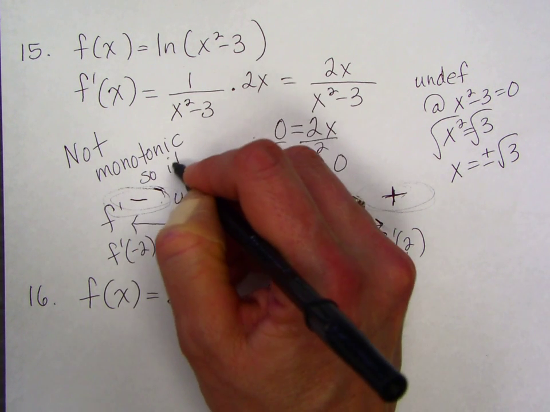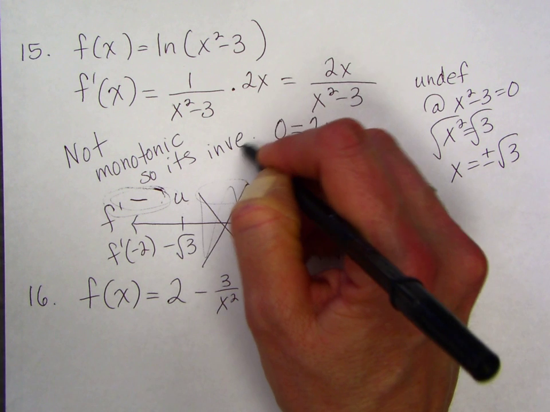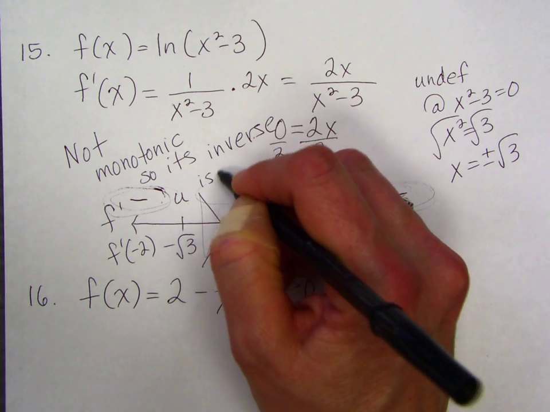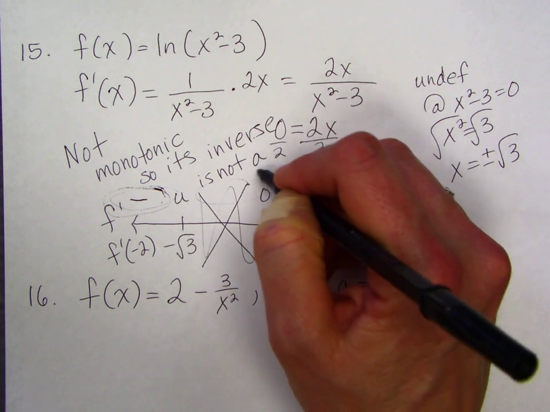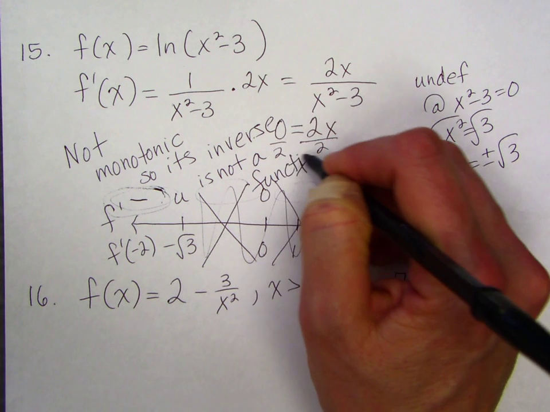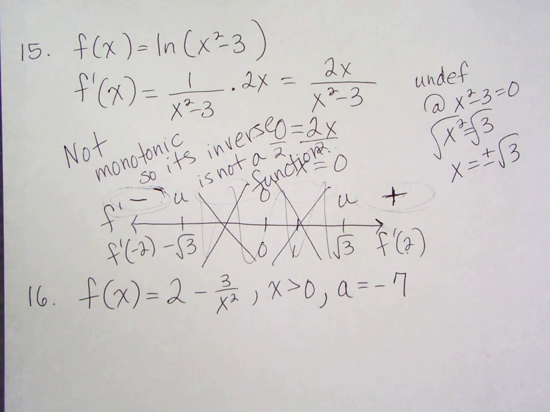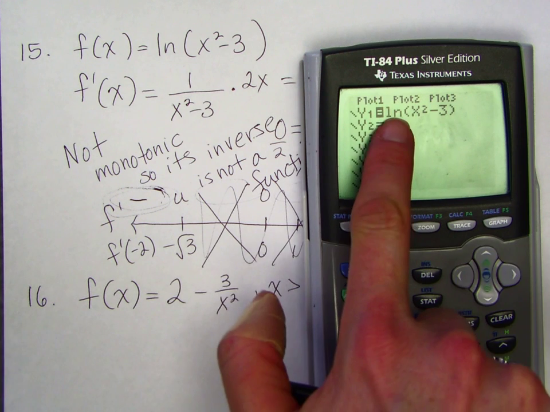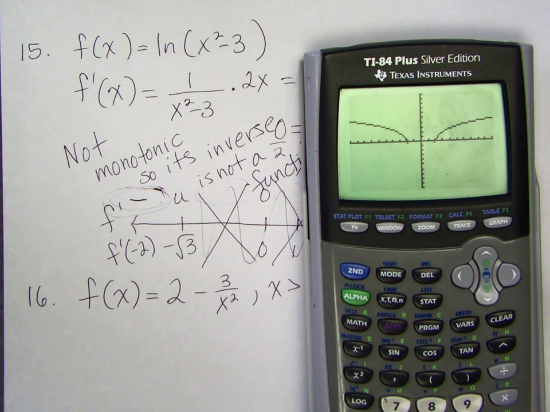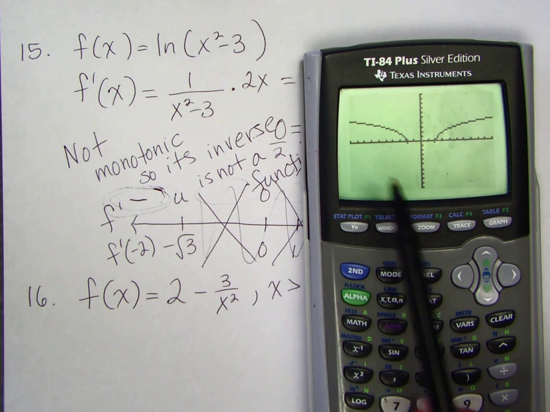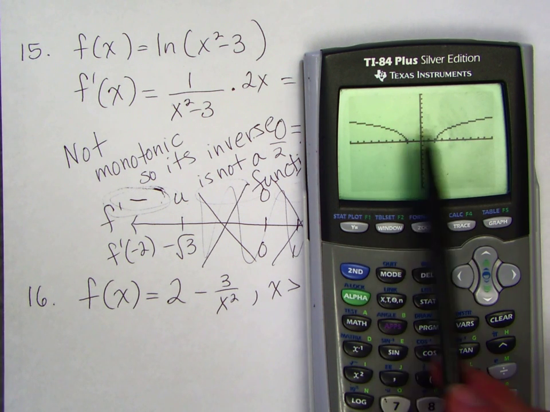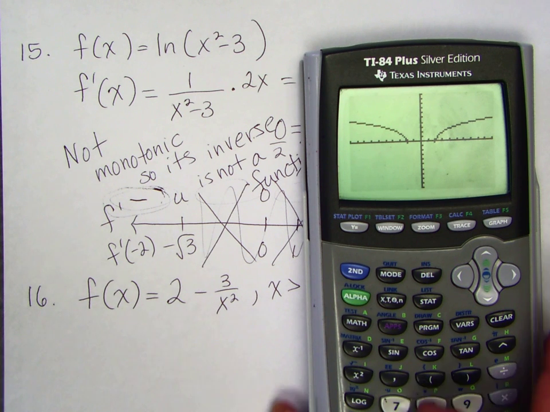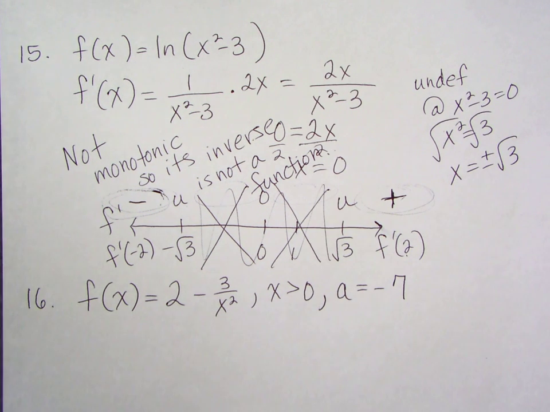So its inverse is not a function. Again, just calculus supporting the whole one-to-one thing. This, by the way, I just graphed the original function. This is what it looks like. It itself is a function. It certainly would pass the vertical line test, but is it passing the horizontal line test? It's not. And that's all we confirmed with calculus.